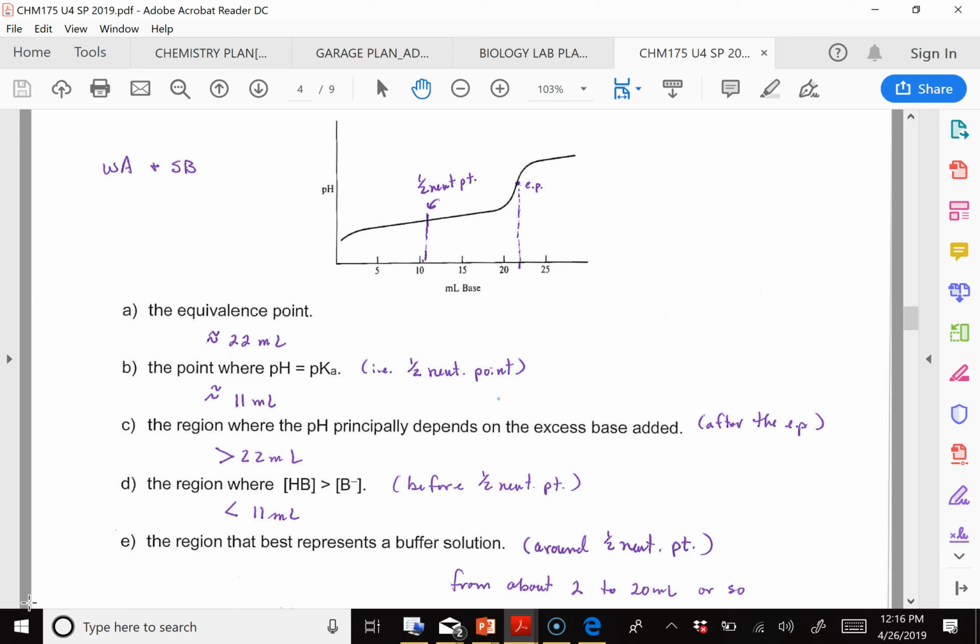And then the last one, I took some ranges, but where would you best likely have a buffered solution? I take anything between the beginning of the titration and the equivalence point. A buffered solution just means that you have weak acid, in this case, and its conjugate base present.